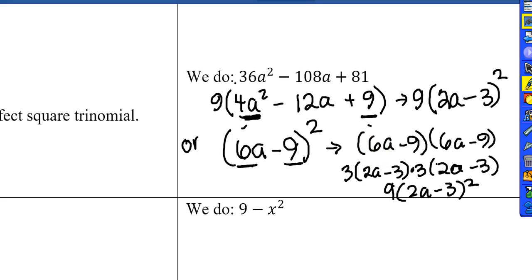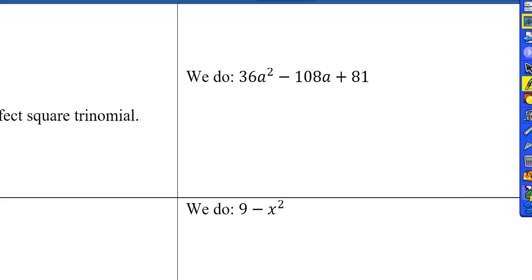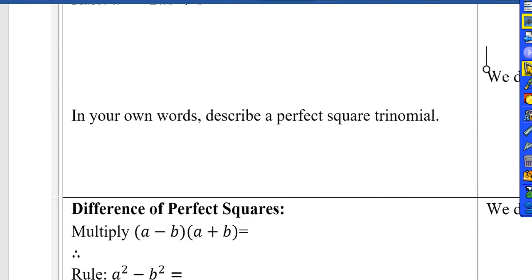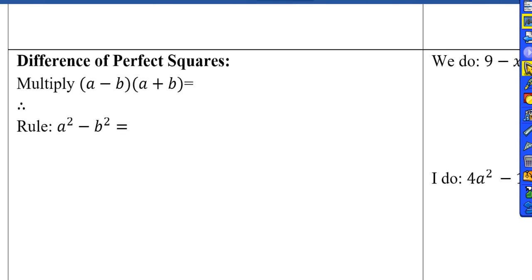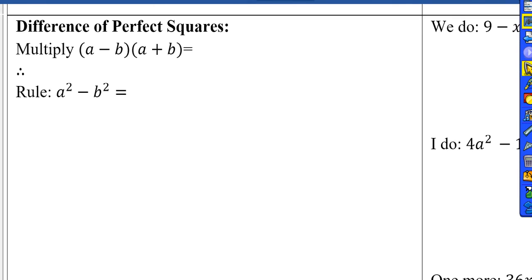Okay? So we now will end with the difference of perfect squares, which in my opinion happen to be the most simple of all the factorings. So you'll notice it's not a trinomial anymore. It's a binomial. It's the difference, meaning we're subtracting, the difference of perfect squares.